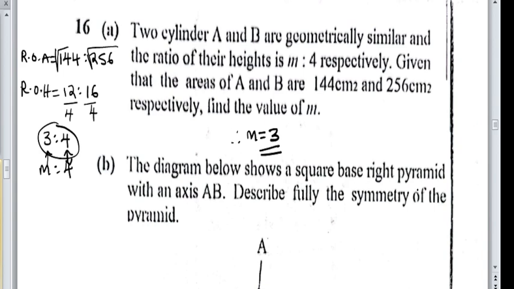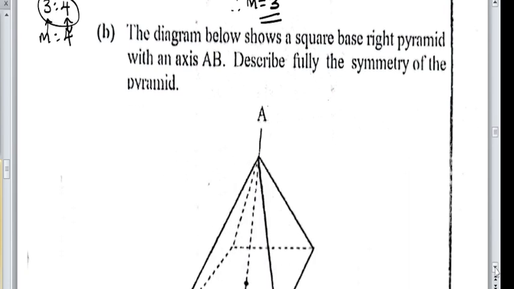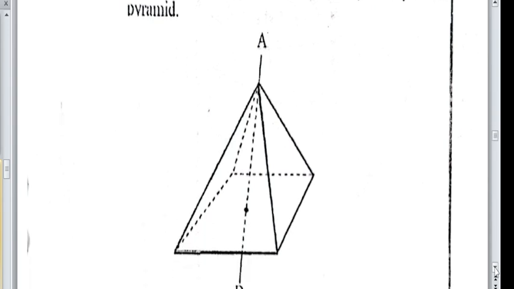We proceed to part B. The diagram below shows a square base right pyramid with an axis AB. Describe fully the symmetry of the pyramid. So this is also a grade 10 topic on symmetry. Specifically, we are looking at the type of symmetry here. Let us describe fully. The type of symmetry that is taking place in here is called rotational symmetry.